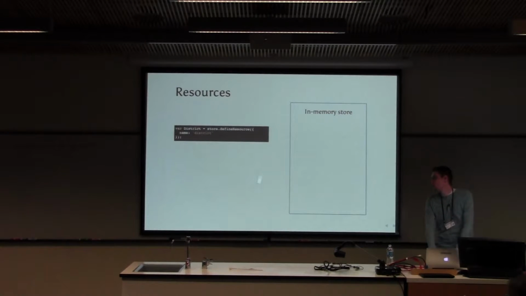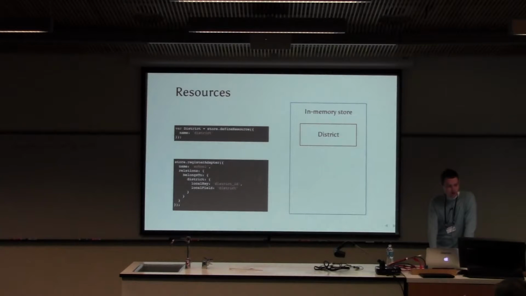With the memory store in place, it's now time to tell it about your various resources. You just grab the store and you say define resource. You give it a name. Once it has the name of the resource, it makes all these assumptions about what kind of endpoints it's building for your URLs and things like that, all of which is configurable. But this is the simplest definition possible, and it's making a bunch of assumptions. So the memory store knows about the district resource.